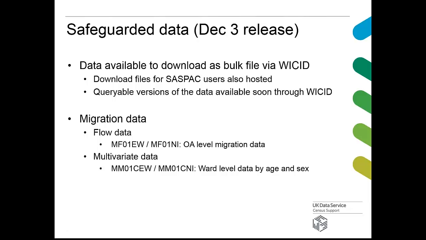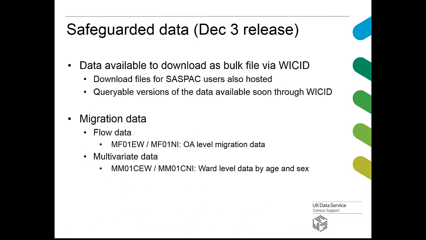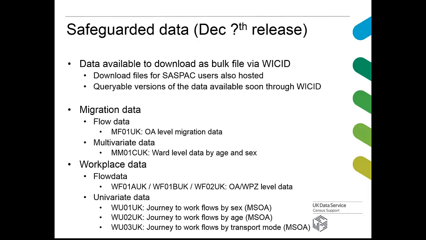The release yesterday was of migration data, and we had some flow data tables, some headcount tables, showing OA level migration data for moves within the UK, or rather within England and Wales and Northern Ireland, and from outside the UK. There's also a multivariate set of data showing movements at ward level by age and sex.